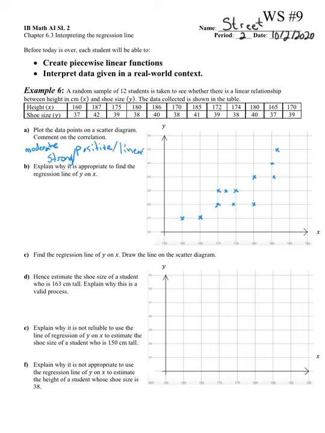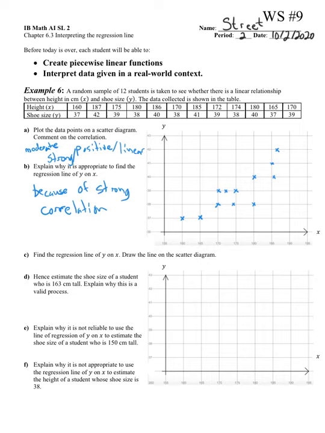Okay, and then the next question says, why is it appropriate to find the line of regression, or the regression line of y on x? And that's appropriate because we have a strong correlation, actually. That's how I would tell it's a strong correlation as well, when the book hints me to it. All right.